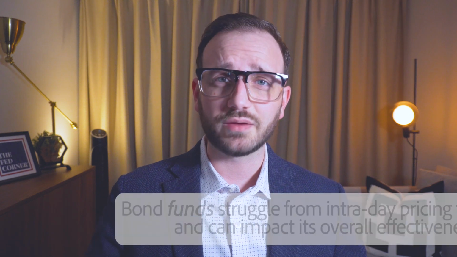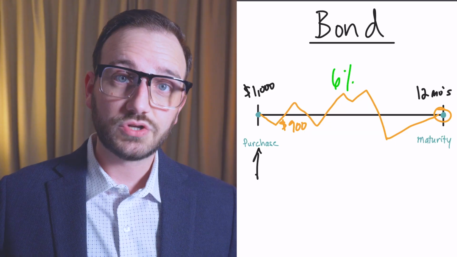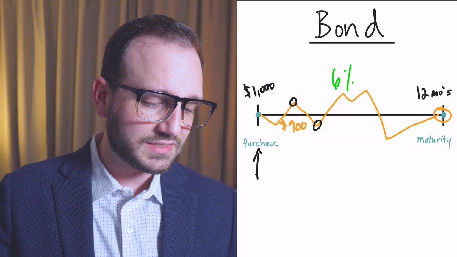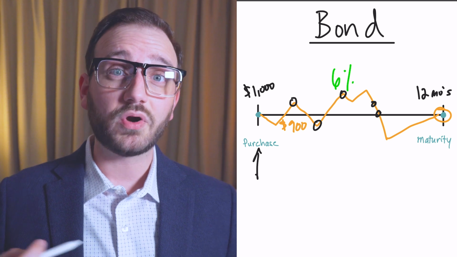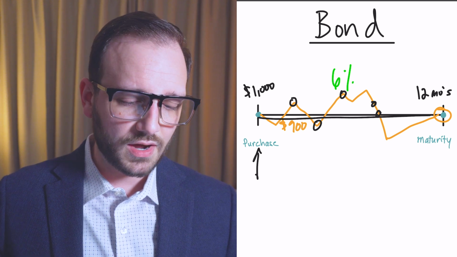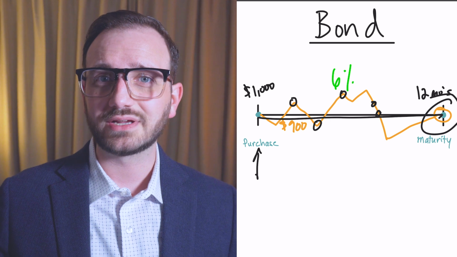The first challenge, like I mentioned, is this concept of intraday pricing. The daily market price goes up and down just like stocks, depending on what's going on in the bond markets. So a bond might be up in value, might be down, up, down, back to even again. But again, if you remember how bonds work, if you hold the bond all the way until maturity, you get your principal value back as long as it didn't default.